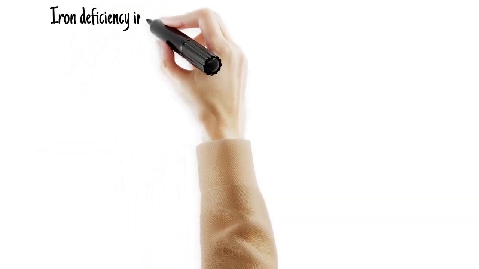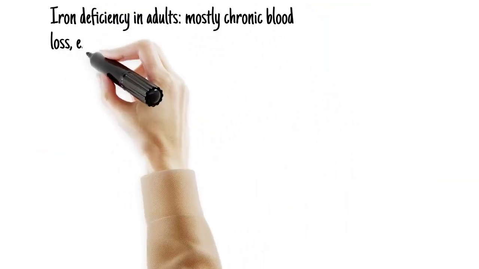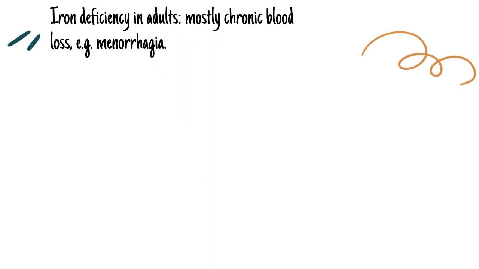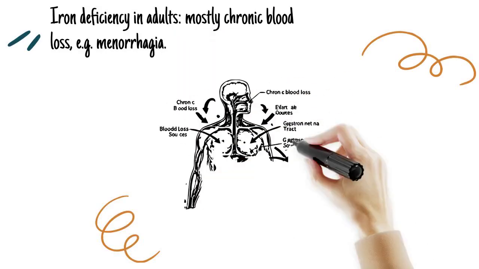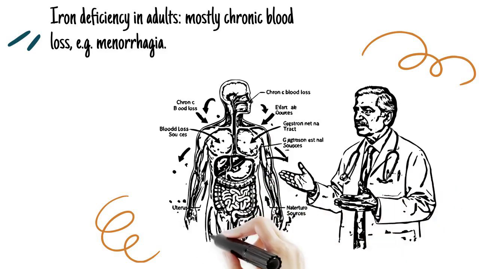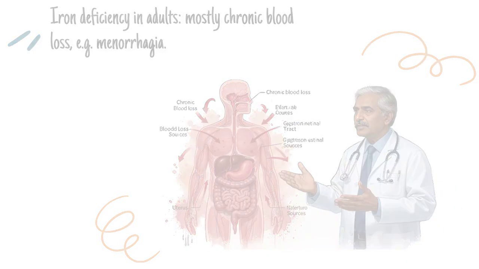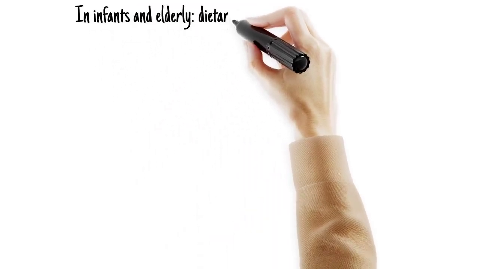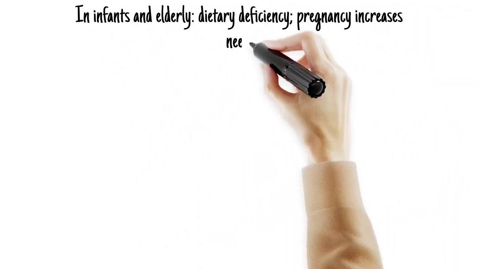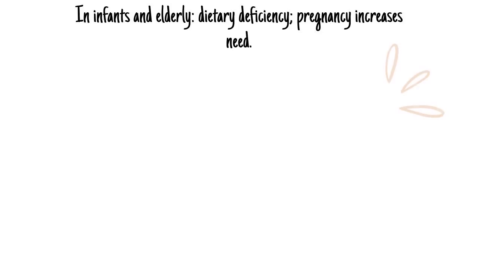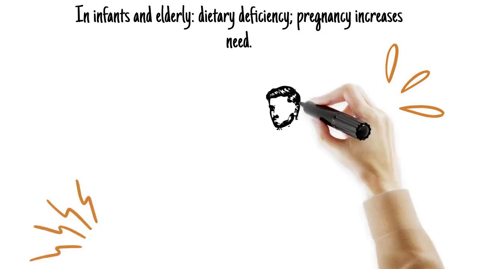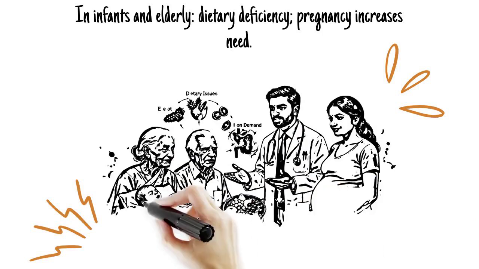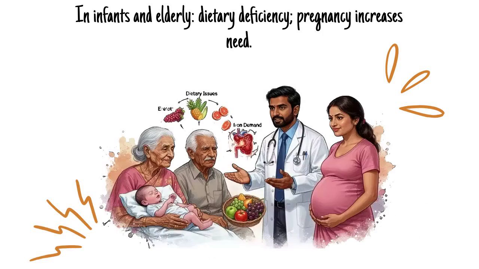In summary, iron deficiency anemia in adults is overwhelmingly caused by chronic blood loss, with menorrhagia and gastrointestinal bleeding leading the list. Dietary deficiency matters primarily in infants, especially premature infants and those on cow's milk, and occasionally in the elderly. Increased iron demand during pregnancy and rapid growth in preadolescence rounds out the major causes.